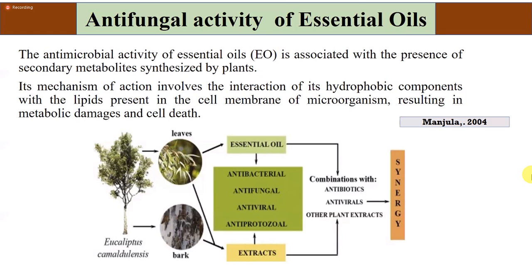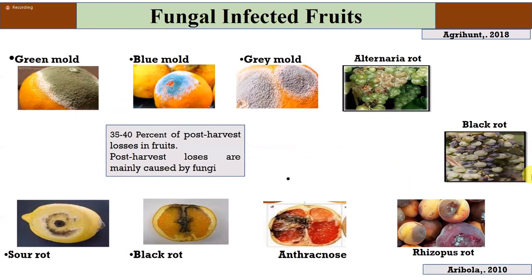Now, what is the antifungal activity? We are interested in this because we are facing post-harvest losses in fruits in Pakistan, and nearly 35 to 40% of post-harvest losses have been reported in Pakistan, and in most cases these losses are due to fungi. You can see it easily on citrus.